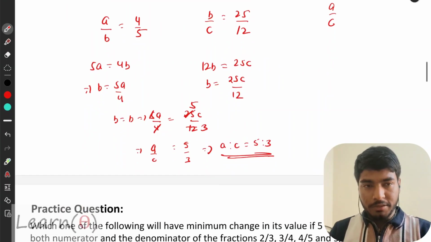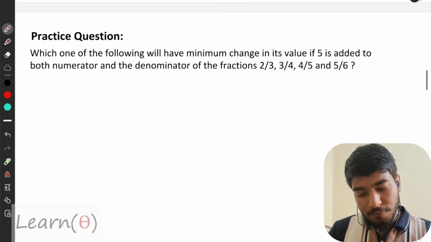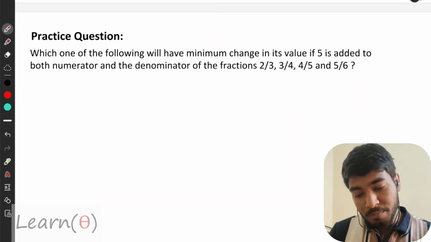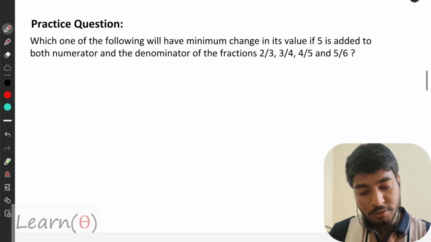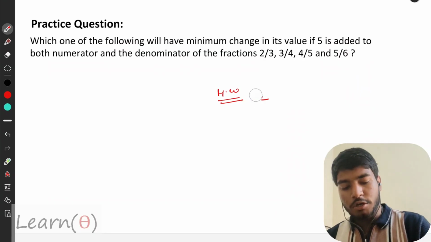I hope this is clear, students. Okay, fine guys. Now the question is, which one among the following will have minimum change if a value of 5 is added to the numerator and denominator of the fraction 2 by 3? I think this should be a homework question. Okay, do this as your homework.